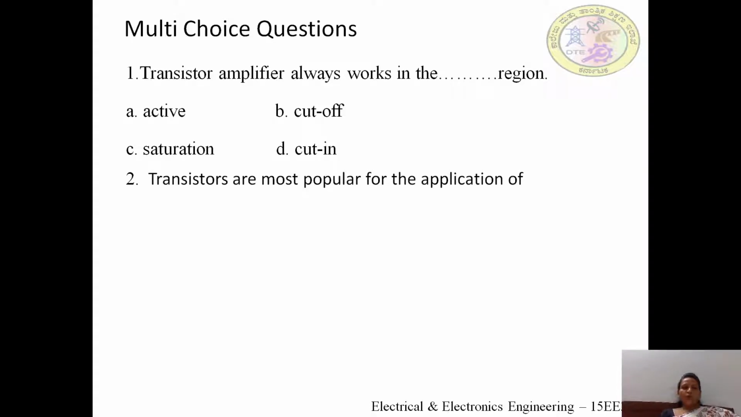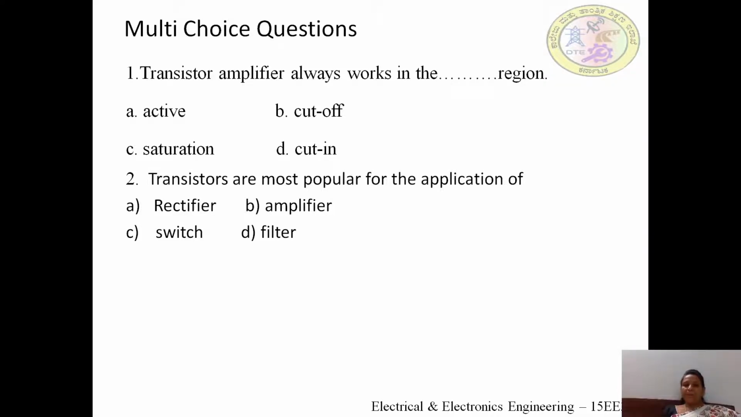The second question is, transistors are most popular for the application of dash. Which application is the transistor most popular for? Let's look into the options. Option A is rectifier, B is amplifier, C is switch, D is filter. Which is the right answer? There are two right answers for this question. The most popular applications of the transistor are both as an amplifier and as a switch. So options B and C are both correct.